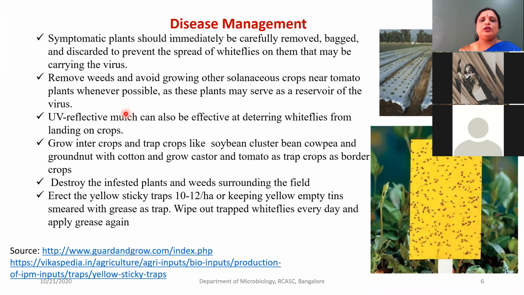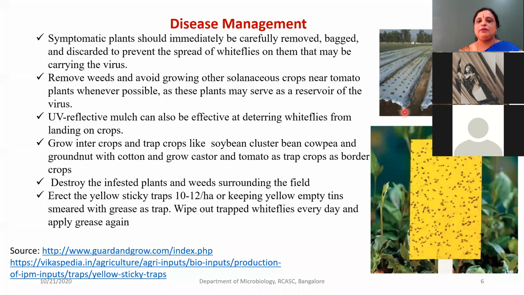And avoid solanaceous members. If along with the tomato plants you see any other weeds, especially if they belong to the solanaceous family, the weeds always have to be removed, because competition may develop, and also the chances of infection with other pathogens can happen. That is the reason unwanted plants have to be removed. Solanaceous members may serve as reservoirs of this particular virus. That is the reason these weeds have to be removed.